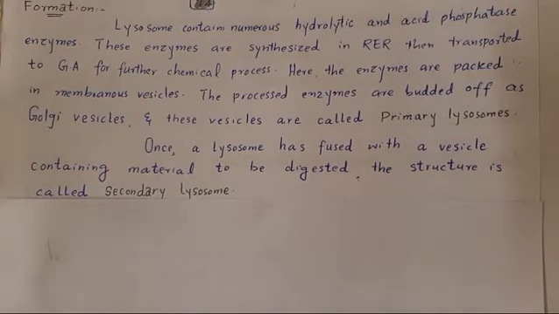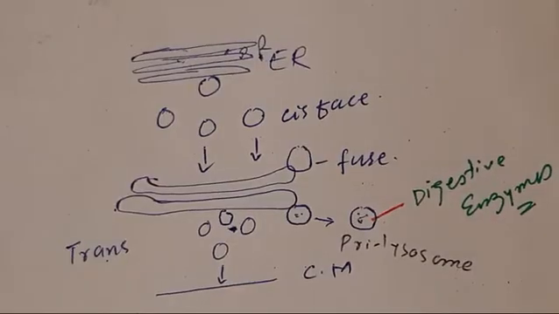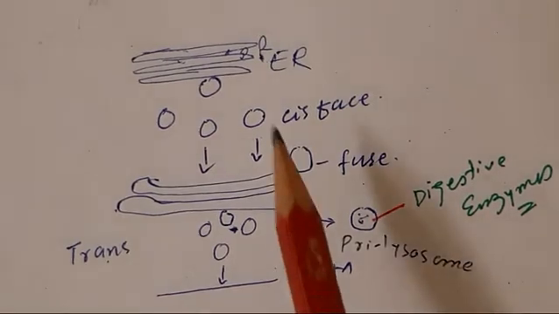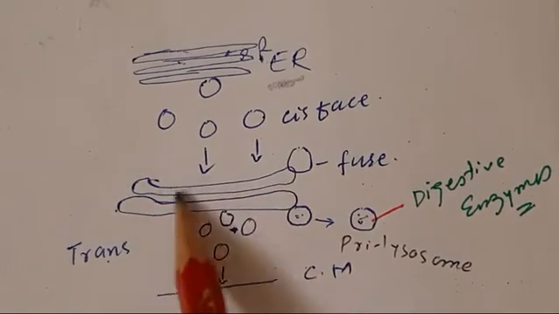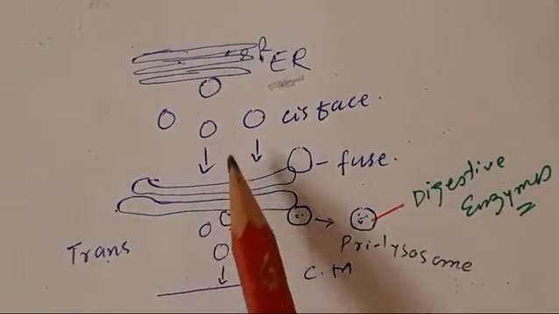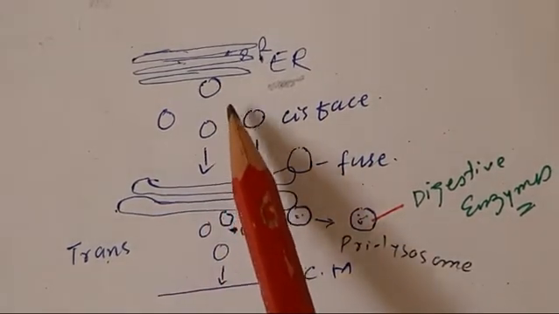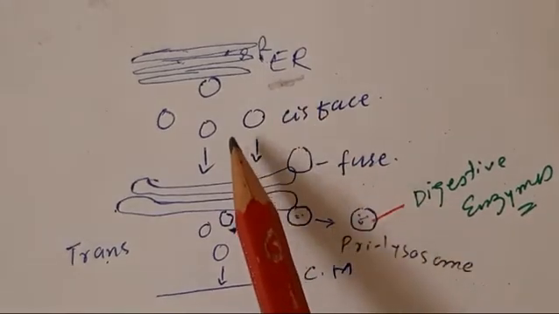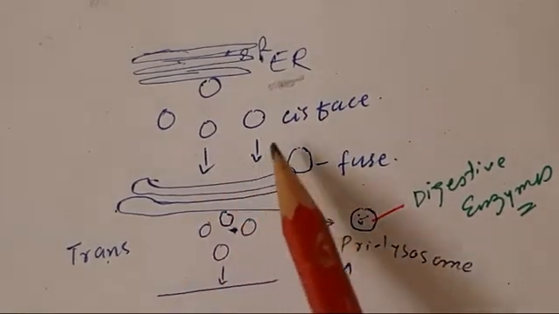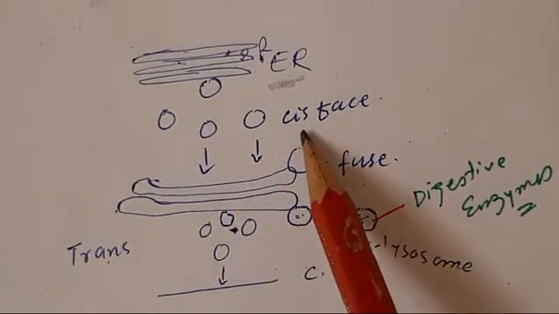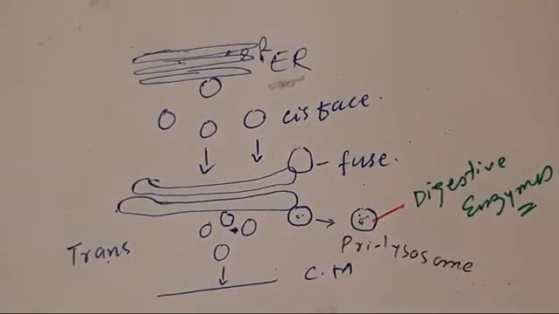We will now explain this formation with the help of a diagram. If you look into this diagram, this is a simple diagram showing rough endoplasmic reticulum and Golgi apparatus. These are the cisternae of Golgi apparatus. These are transport vesicles coming from rough endoplasmic reticulum to Golgi apparatus. This is the cis face of the Golgi apparatus and the trans face, and this is the plasma membrane or cell membrane.